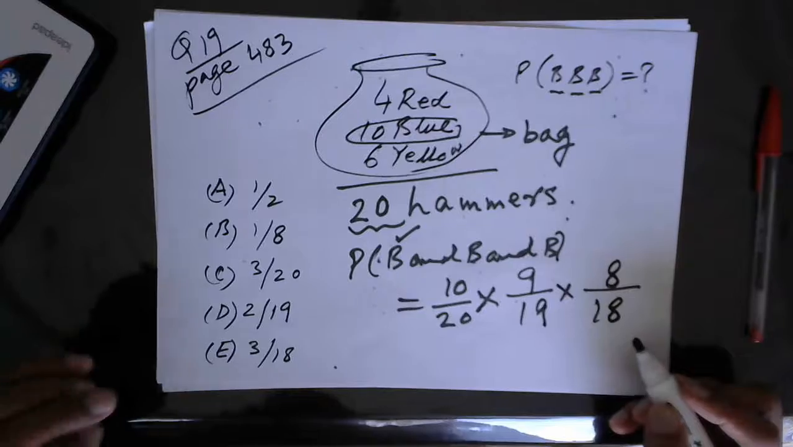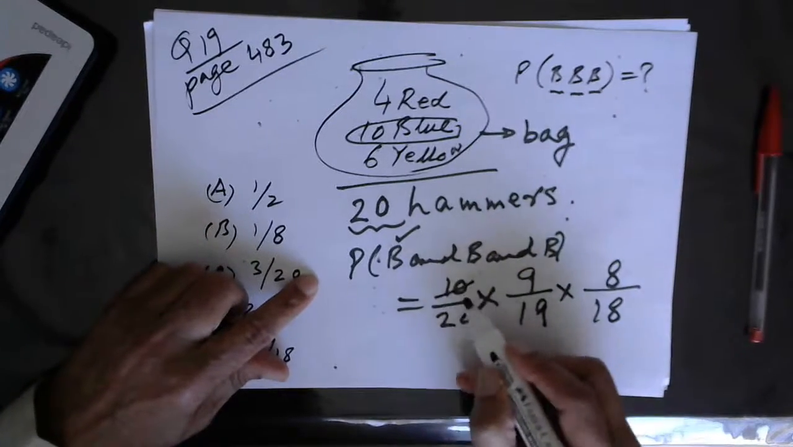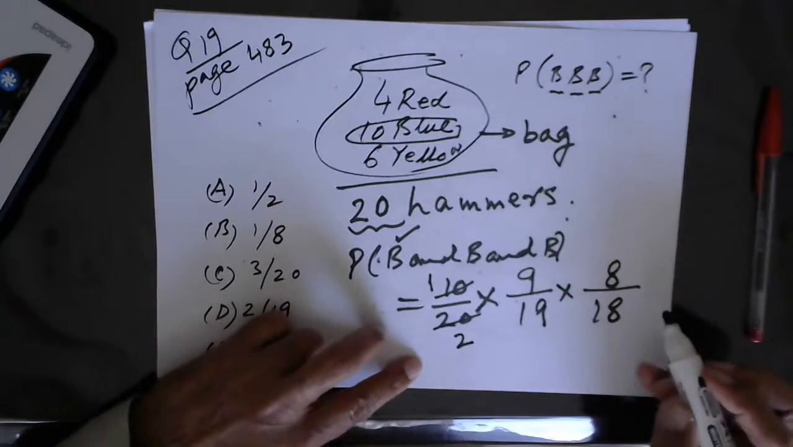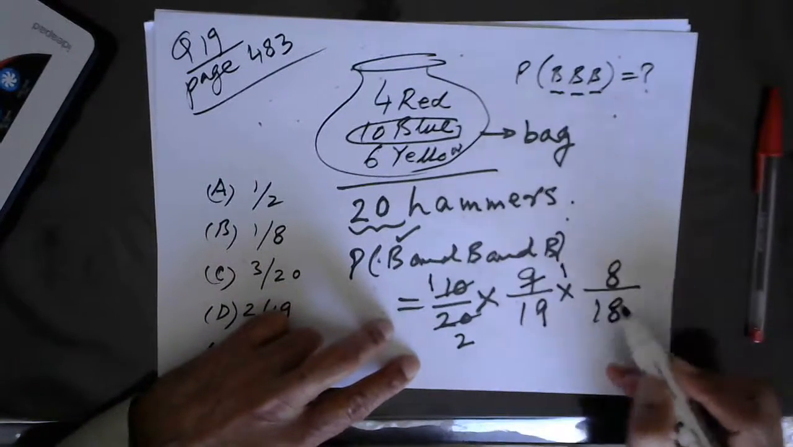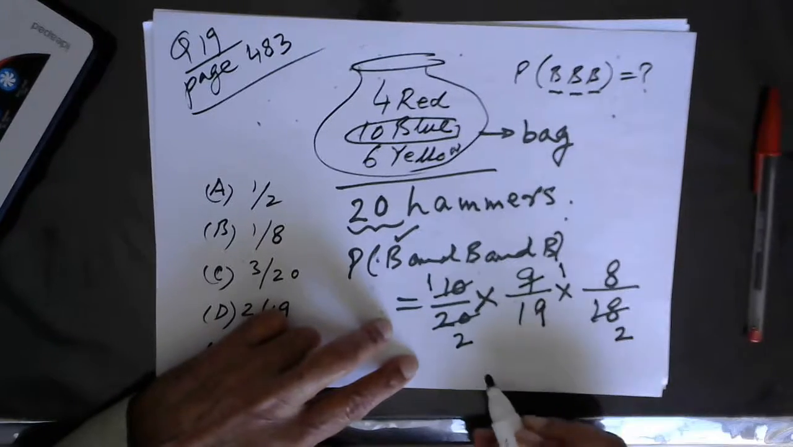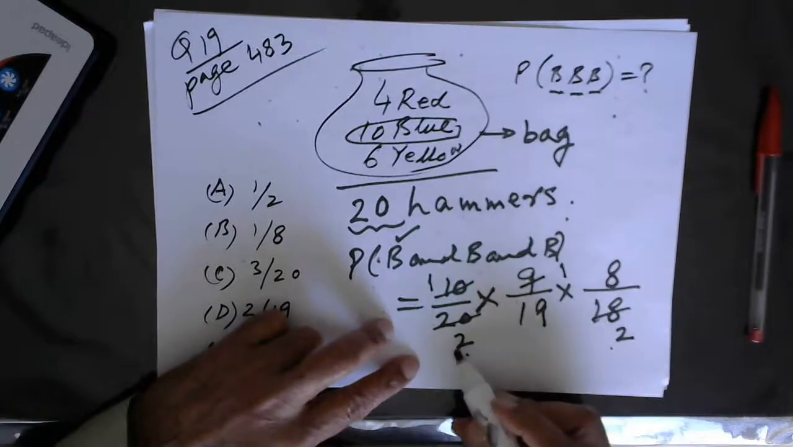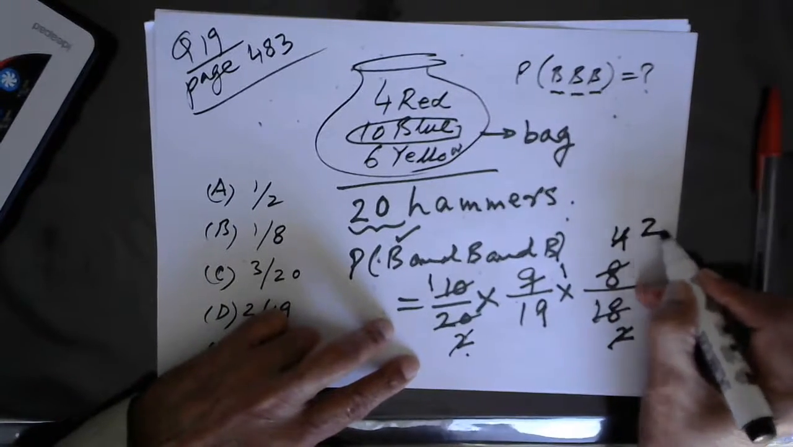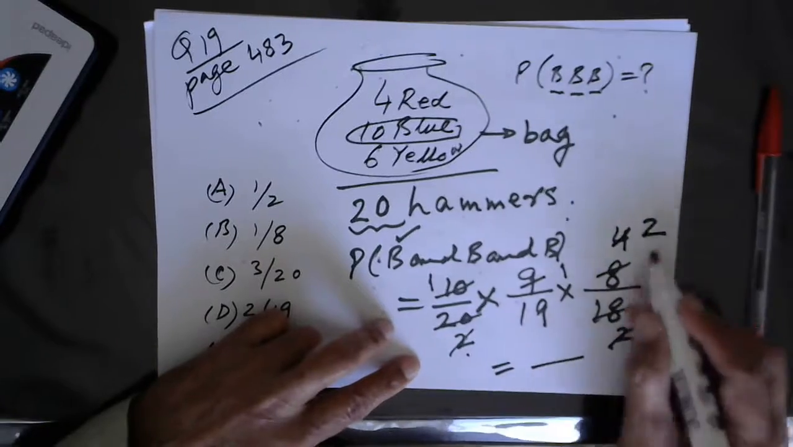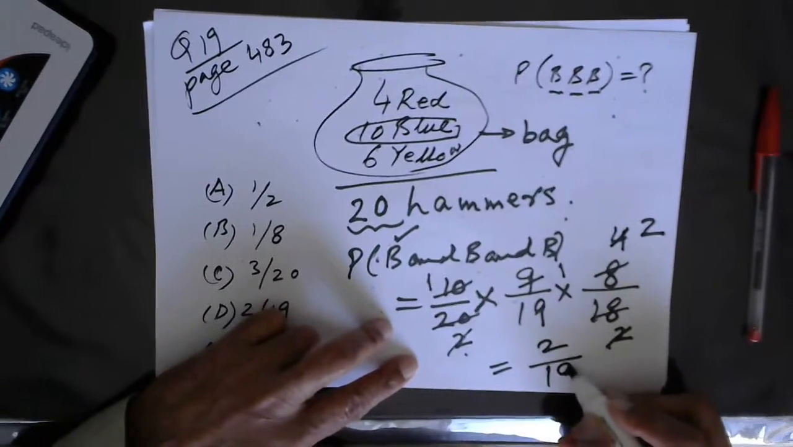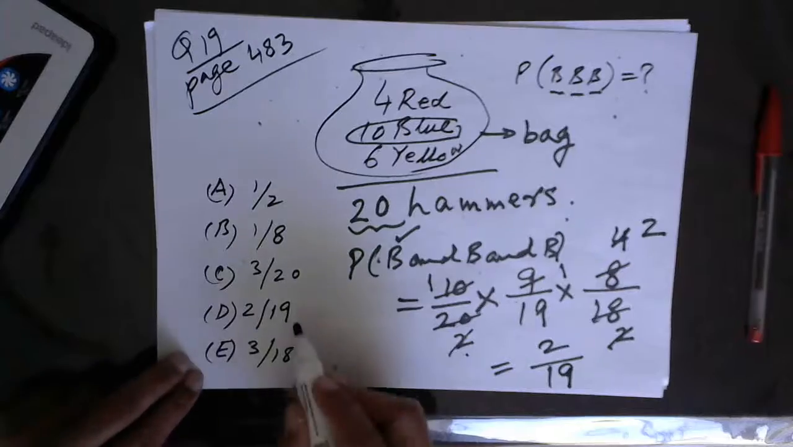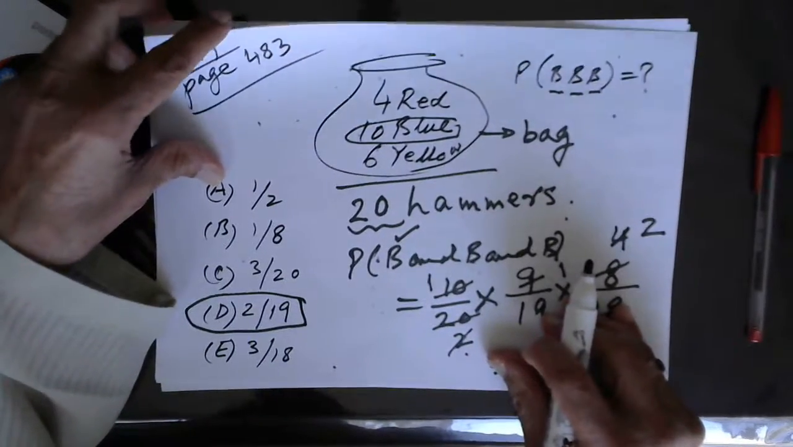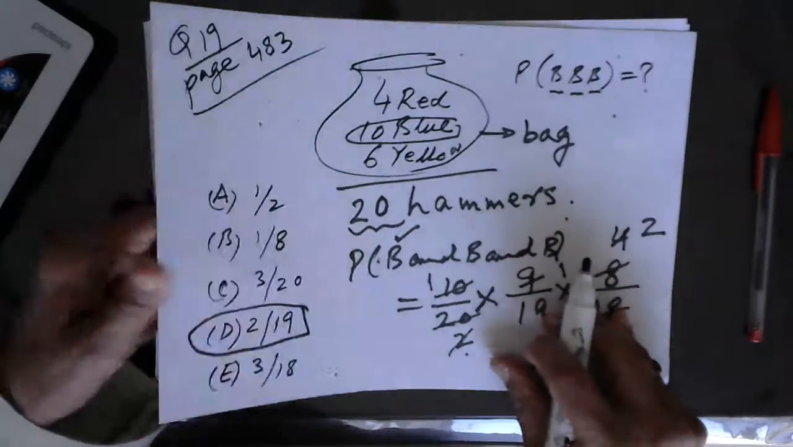10 ones are 10, 10 twos are 20. 9 ones are 9, 9 twos are 18. So we have got 2 here and 2 here. So 2 fours are 8 and 2 twos are 4. So the probability is 2 divided by 19. So this is the answer. That was number 19. Okay, we move on to number 20.